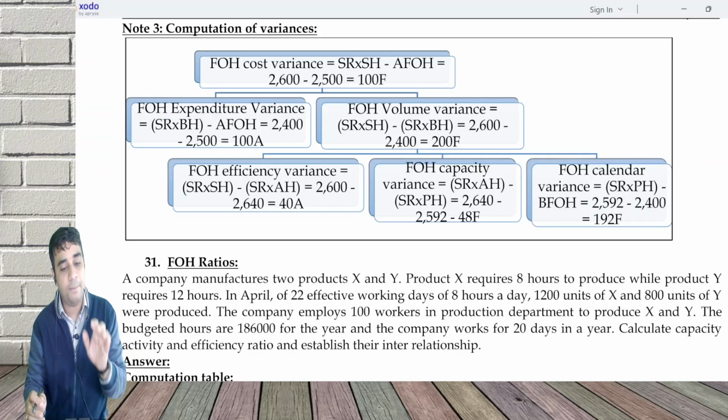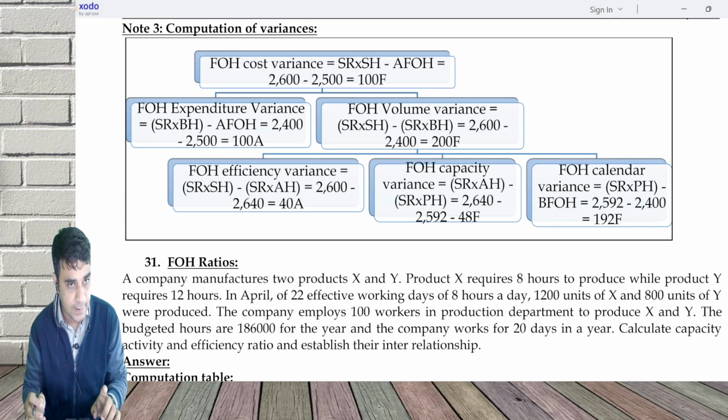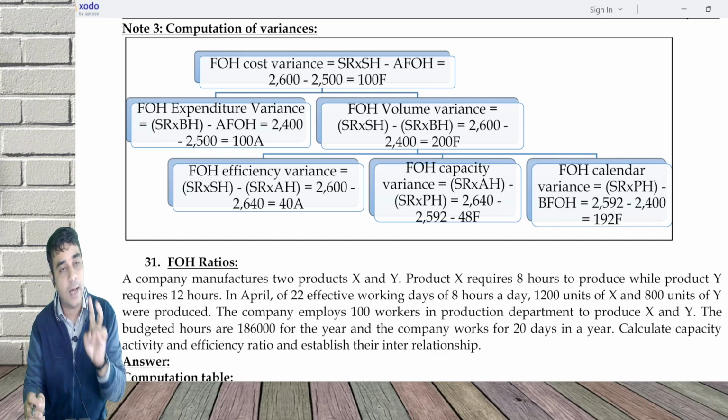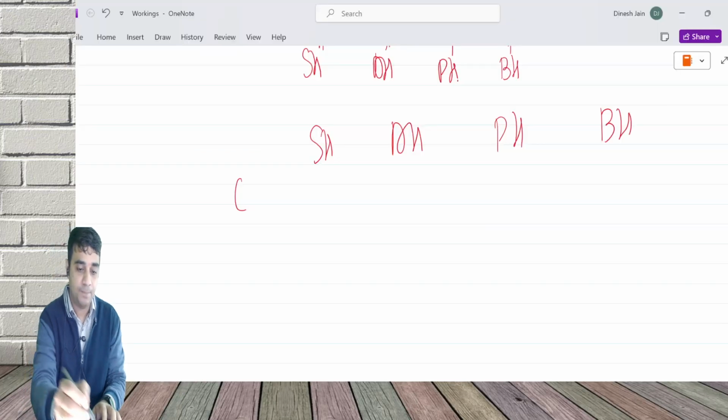Question says a company produces two products X and Y. Product X, the standard equation is 8 hours equal to 1 unit. Product Y, 12 hours equal to 1 unit. In April of 22 working days of 8 hours a day, 1200 units of X and 800 units of Y are produced. So now it's standard time.